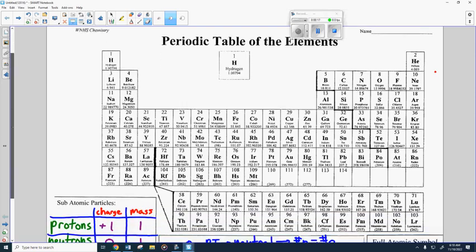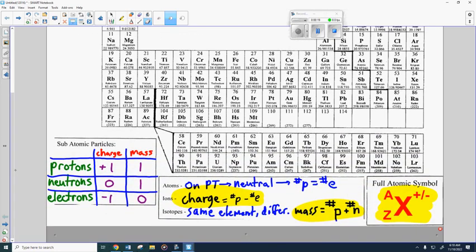Now, let's go over a few things that should be on your periodic table at this point. You should have a little information about your three subatomic particles, your protons, neutrons, and electrons. Notice how protons have a charge and a mass. Neutrons only have a mass. Electrons only have a charge. Okay? So we can see why protons are part of our two equations here.